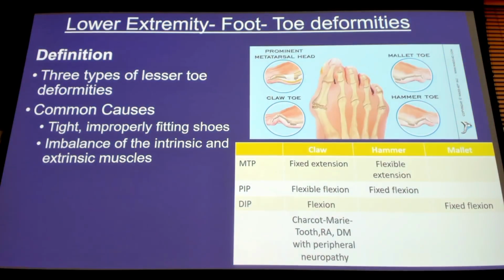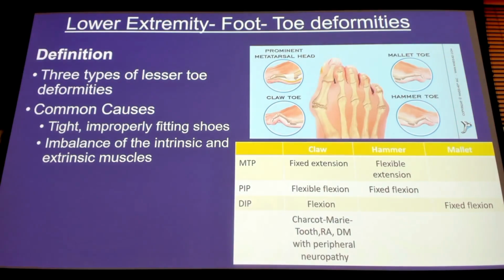Now, the claw toe kind of speaks for itself, right? You've got your MTP in extension, your PIP in flexion, and your DIP in flexion. At some point, we'll start talking about Charcot-Marie-Tooth disease, and we'll talk about some diabetic neuropathy and other things, but just keep that chart in mind, okay? Any questions on that?